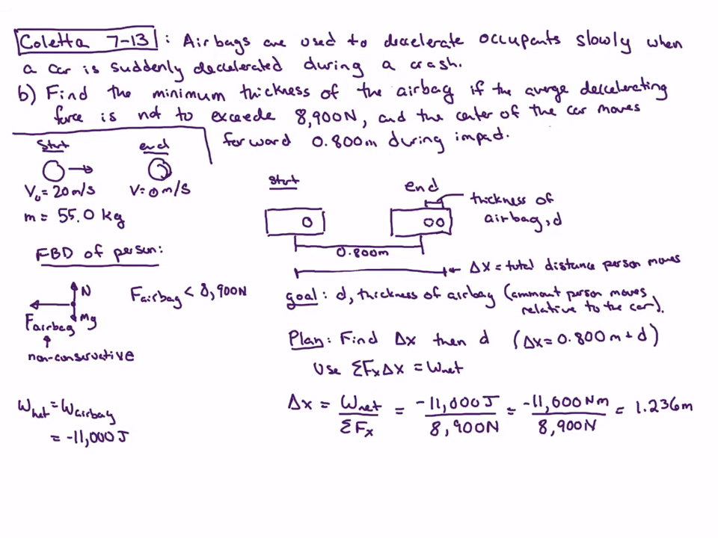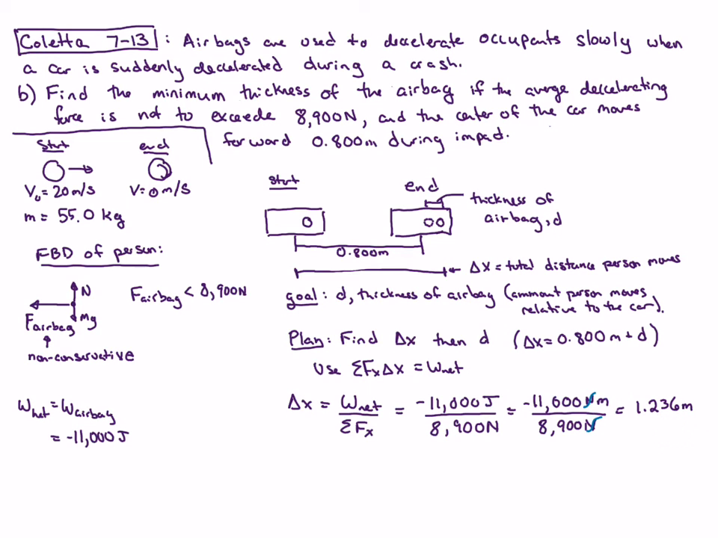Really, once you've done the planning, the execution isn't that bad, right? I solved this equation for delta X with a little bit of algebra, plugged in my numbers. I had to be a little careful to remember that a joule is actually a Newton meter, and since the denominator is in newtons and the numerator is Newton meters, these two newtons cancel, and we get that the total distance a person goes is 1.236 meters.